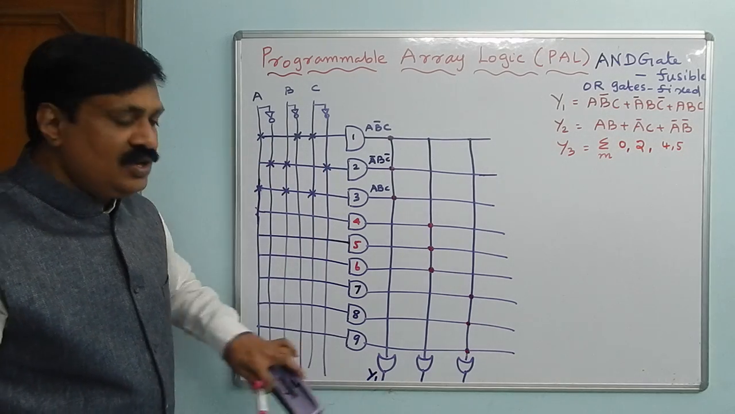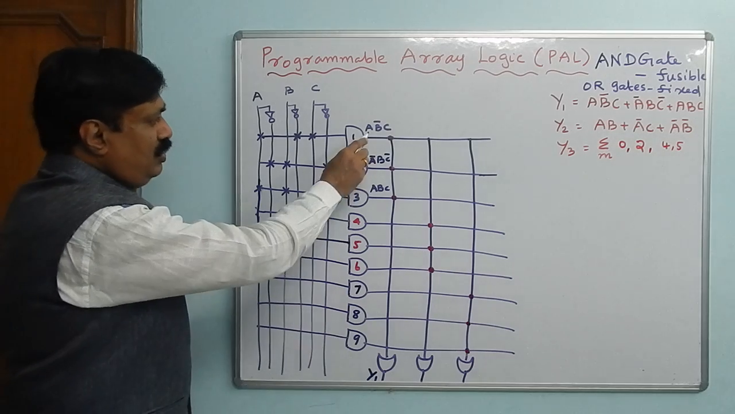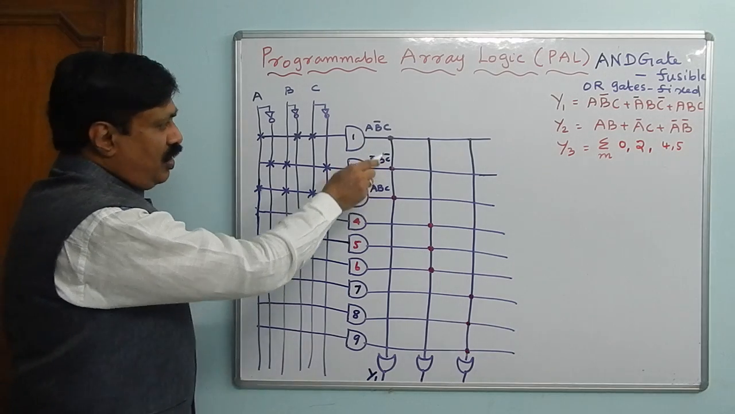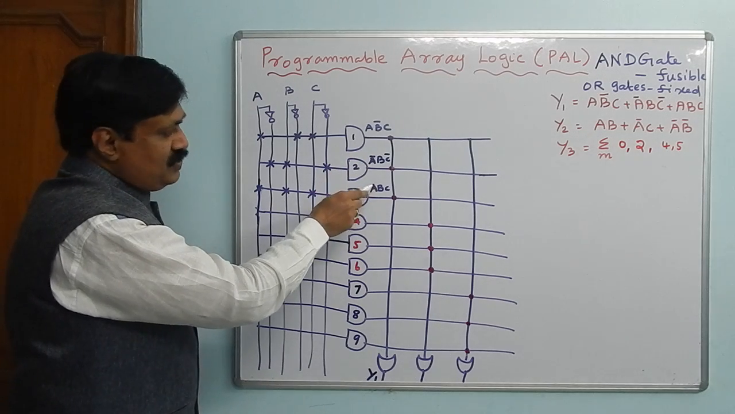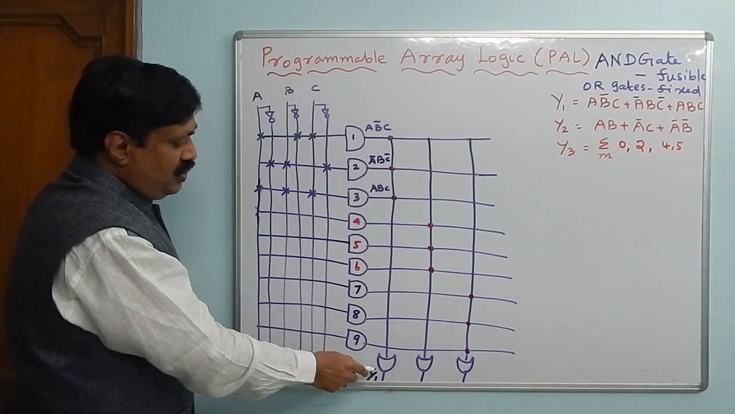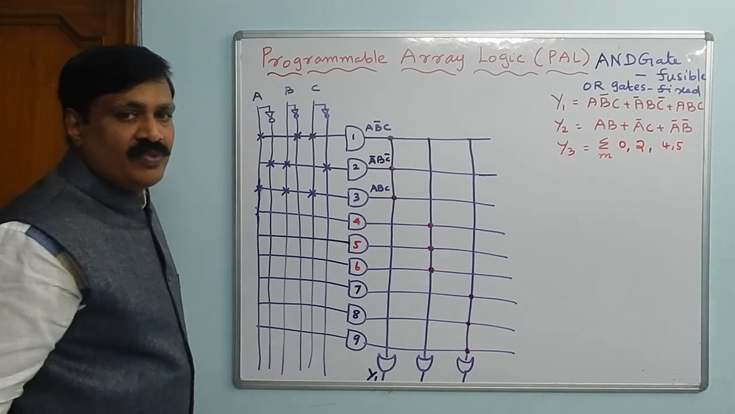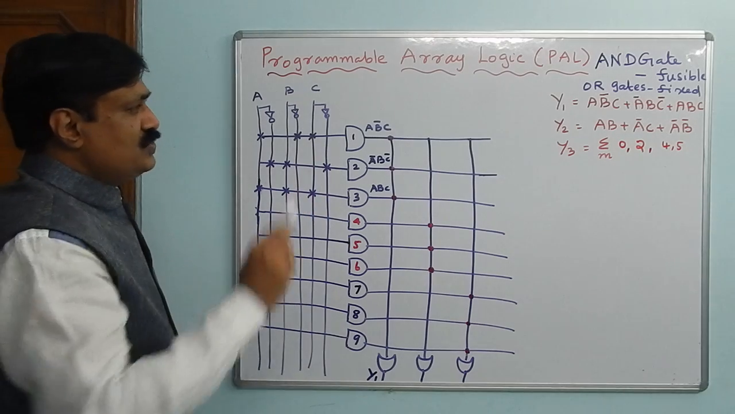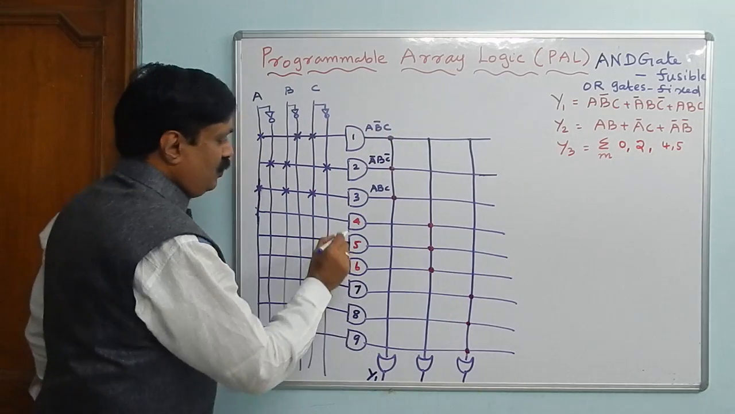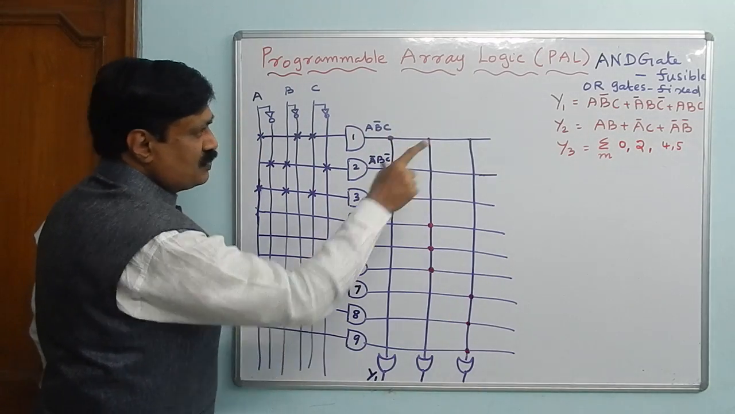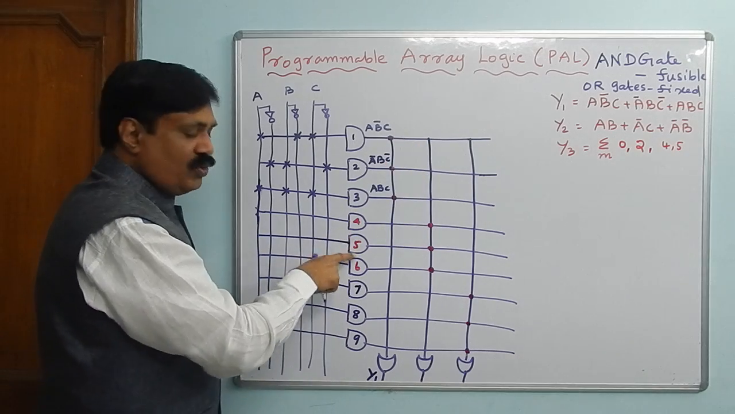Y1 equation in the OR gate. All three products are ORed in a fixed structure, and that means it is connected to the OR gate. Now you are getting the equation Y1. Now for the second one, this one is AB only. Therefore, it is connected to the 4, 5, 6. Y2 is connected to 4, 5, 6.